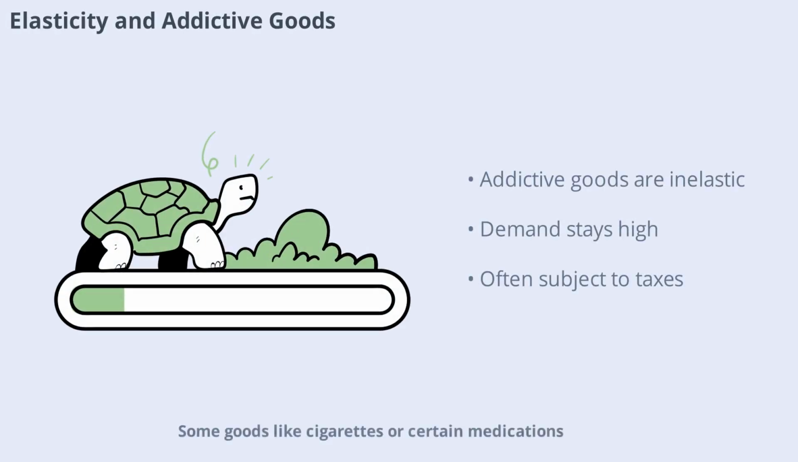Some goods, like cigarettes or certain medications, are inelastic even if they're not necessities. This is because consumers are addicted or dependent, so they keep buying regardless of price. Governments sometimes tax these goods heavily, knowing demand won't drop much.